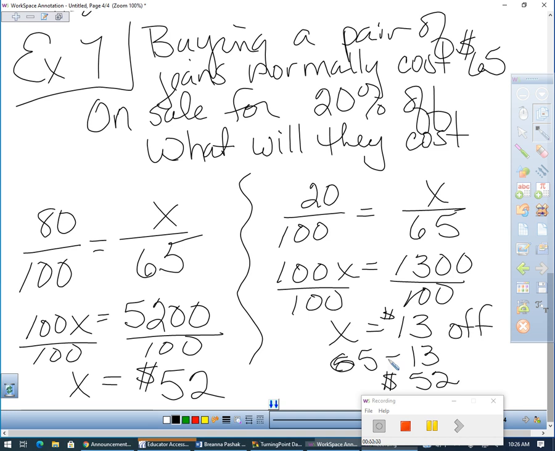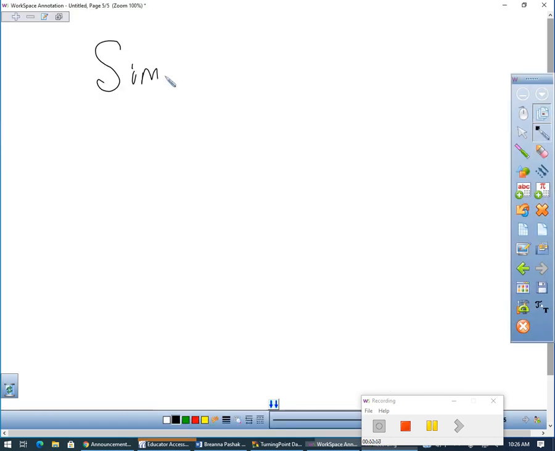Questions? All right, one last thing to talk about then. Last thing I want to talk about is simple interest rate. Throughout this whole year, we're going to have compound interest and compounding continually and different things. Today, we're only talking about simple interest rate.